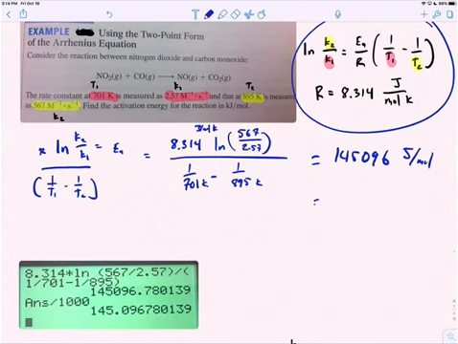But more commonly, you put it in kilojoules. So how many sig figs? We have 3 sig figs. This is 145 kilojoules per mole, because a kilojoule is 1,000 joules, so you divide by 1,000.